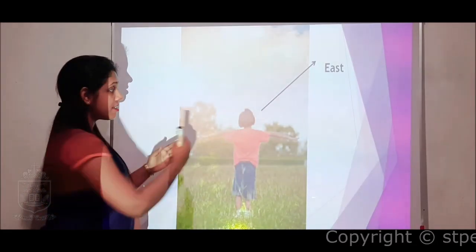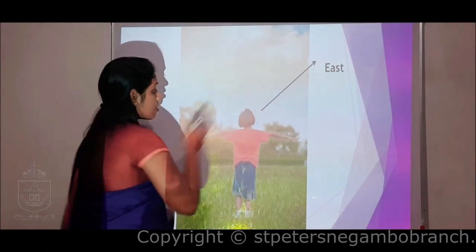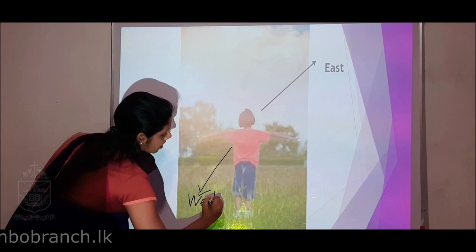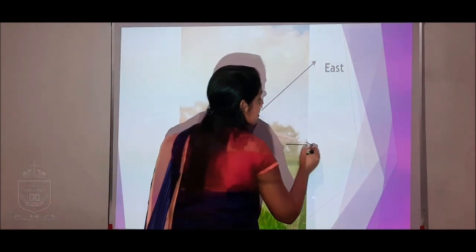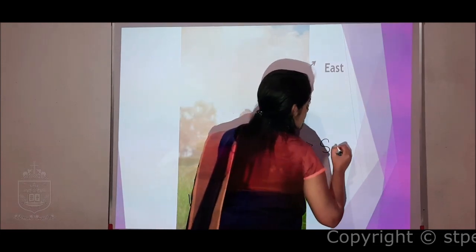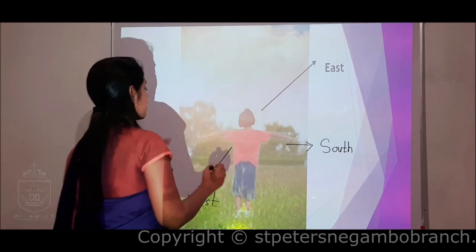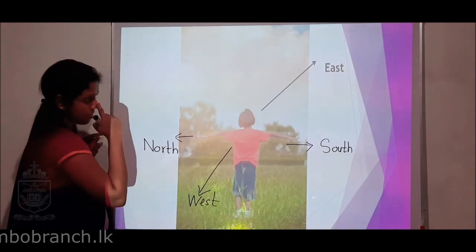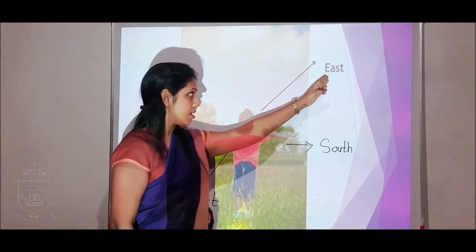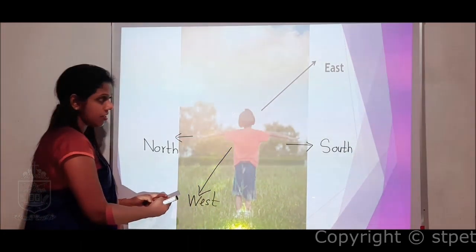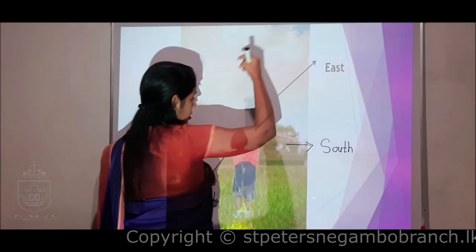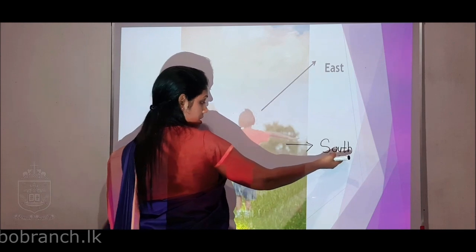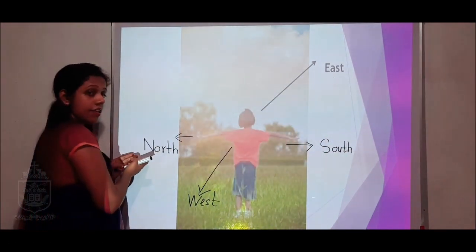According to this picture, this girl is facing towards the east direction. Her back side points towards the west direction, her right hand points towards the south direction, and her left hand points towards the north direction. Can you all understand this, children? The sun rises in the east and sets in the west, so the girl faces the east. On her back side is the west direction. On her right hand side is the south direction, and just opposite to the south direction we have the north direction.